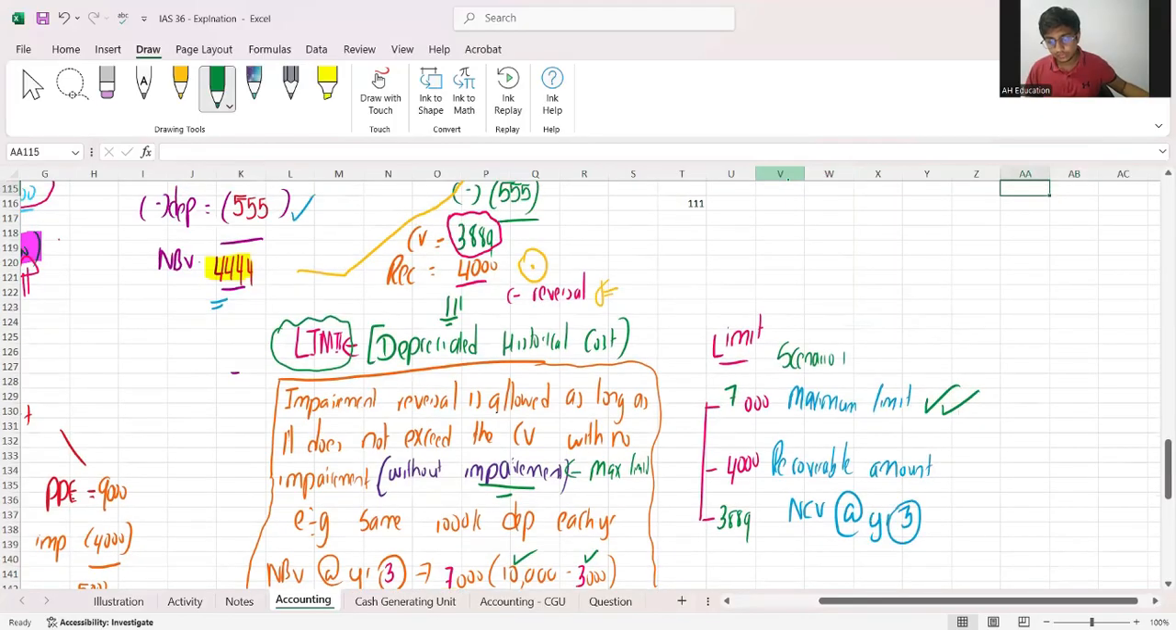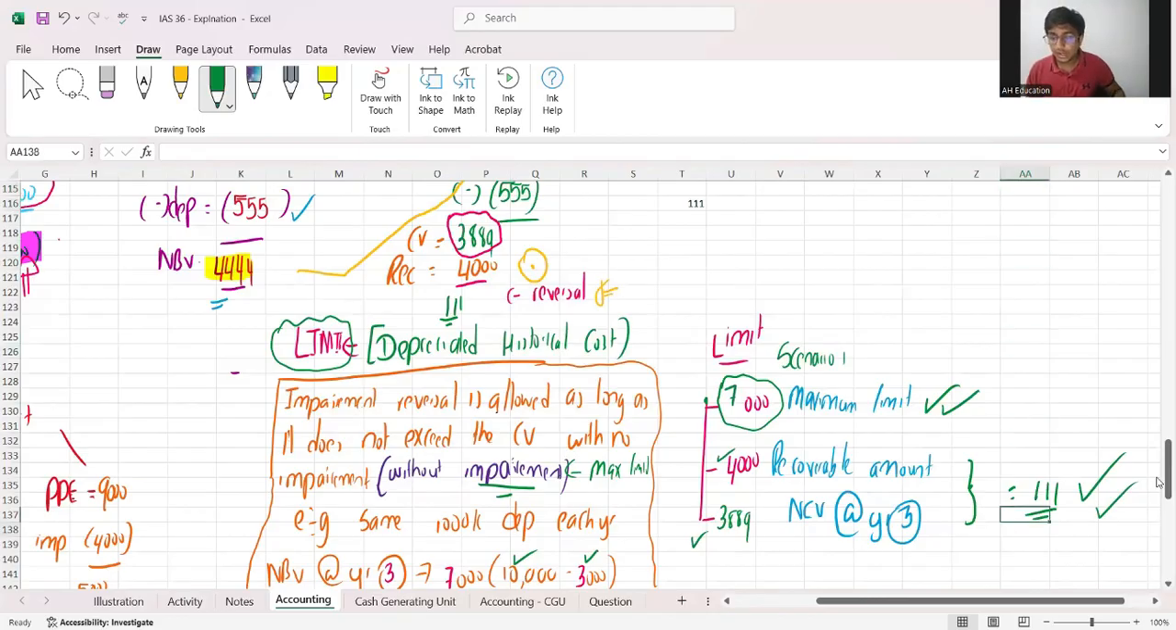Look at this question. We found out the maximum limit is 7,000. The recoverable value was 4,000 and your net book value at year 3 was 3,889. So how much will we be reversing? We will be reversing an amount of 111. Now, this 111 will fall under your 7,000 limit. So therefore, this is allowed.